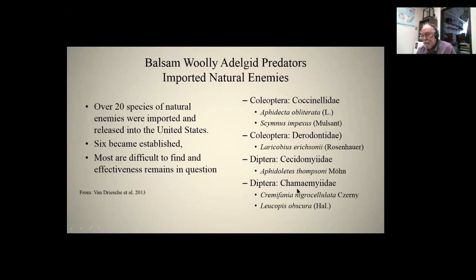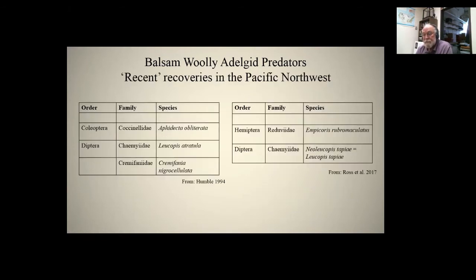a lot at a different species in the genus Leucopis, but in that genus. What Daryl and his group, along with Kimberly, have looked at, as far as the Leucopis, is this Leucopis tapiae. There have been very few that I can find definitive studies or surveys recovering predators of balsam woolly adelgid in the West. In 1994, Lee Humble up in Canada recovered three species that had been released with relative frequency.